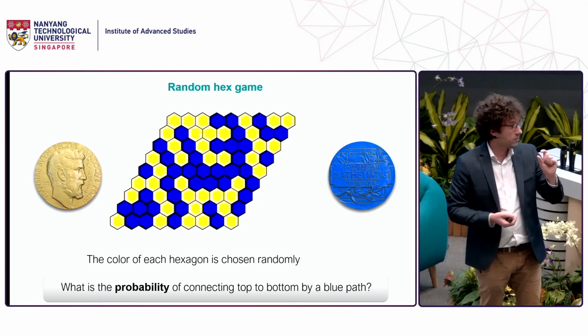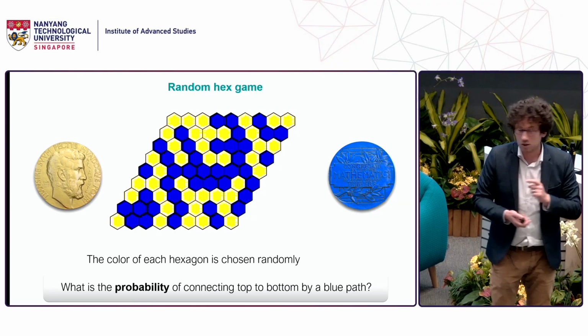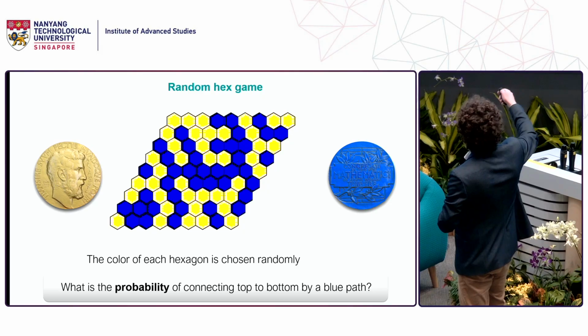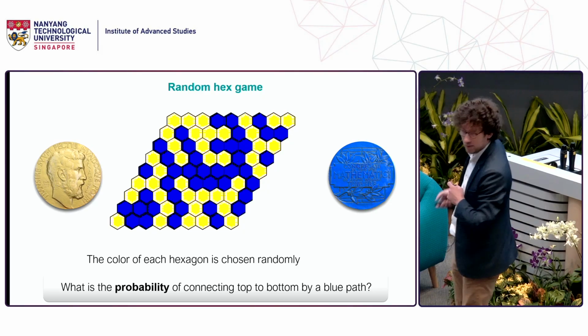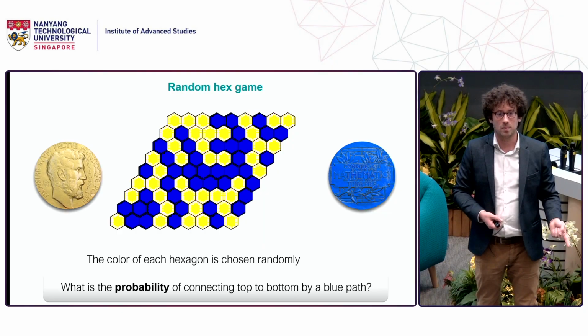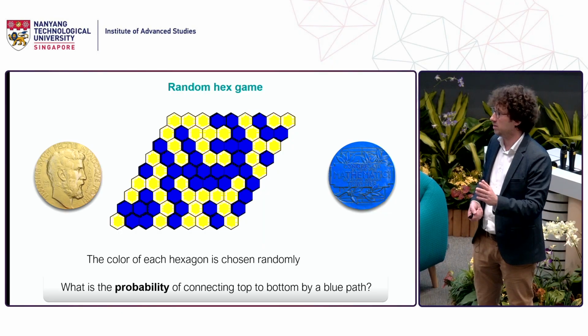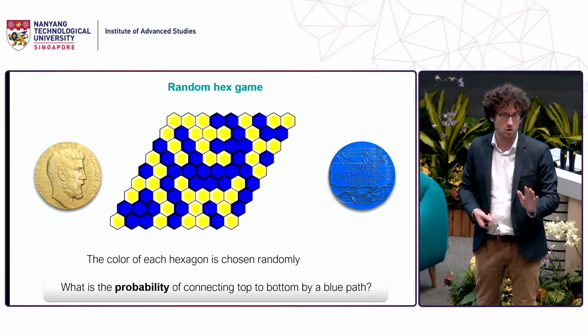The 50-50 coin toss is also not sufficient, because imagine that your board is made just of one column like that. Then clearly for the blue to win, all hexagons should be blue. For the yellow to win, one of the hexagons should be yellow. It's much simpler for yellow to win, and the probability will not be 50-50.